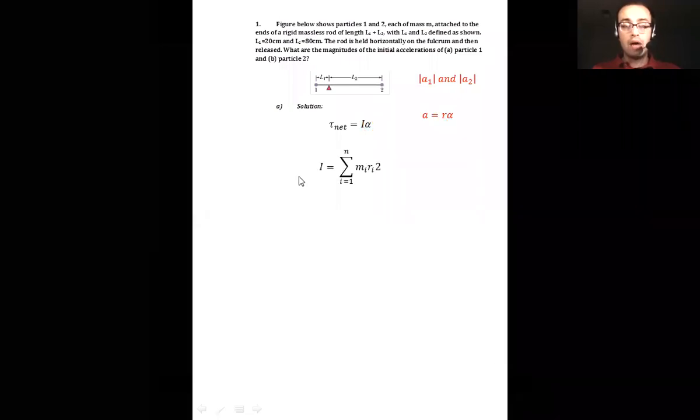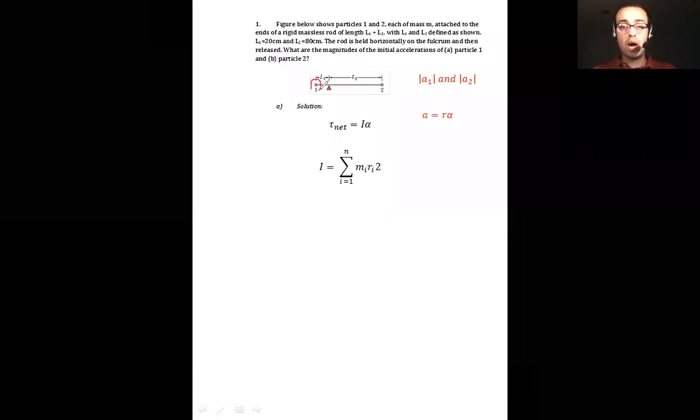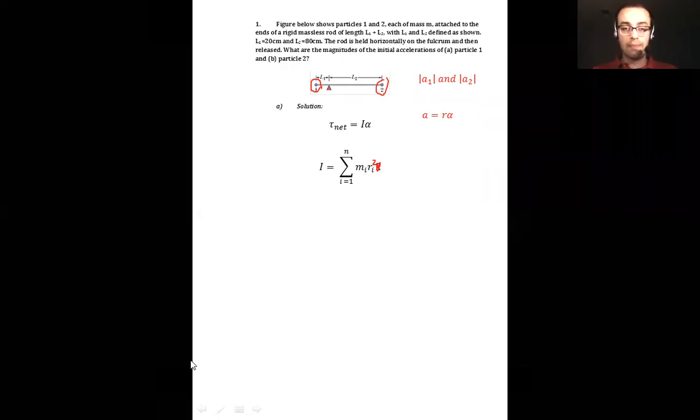Well, first we want to find what the moment of inertia actually is. And in this case, because the rod here is massless, we're only concerned about mass 1 and mass 2 separated at some distance from the point of rotation. So there's no mass here, we don't need to use an integral, and there's no mass here, so we don't need to use an integral. We're told that the rods are massless, and the moment of inertia is equal to the sum of m r squared.